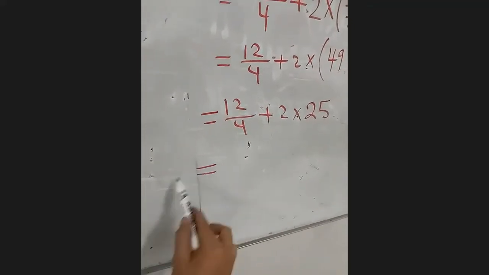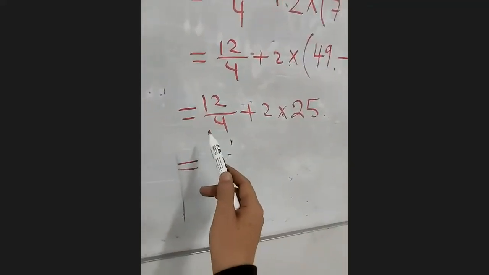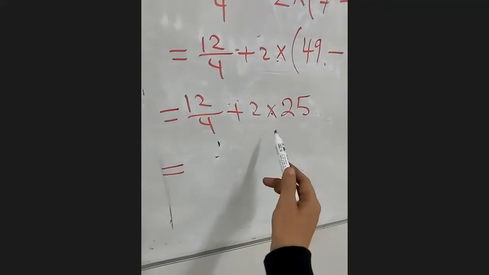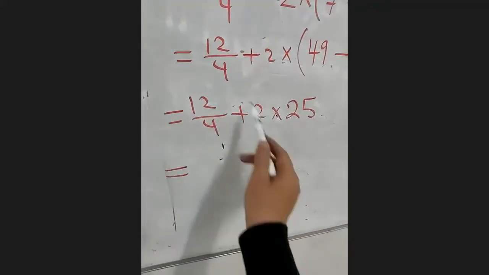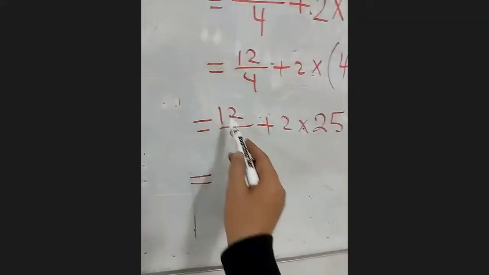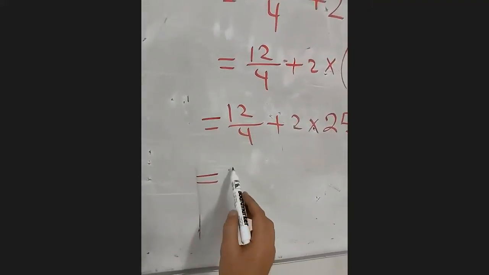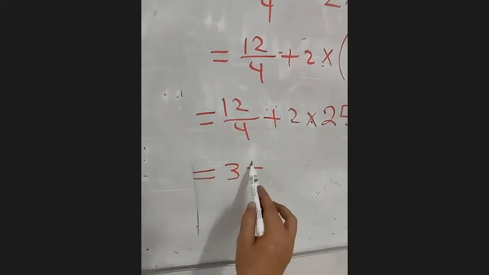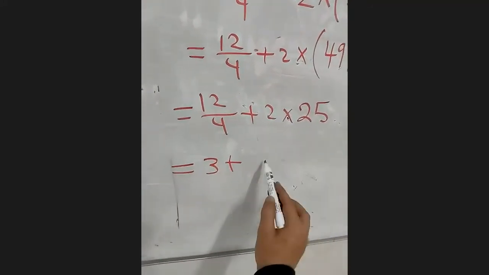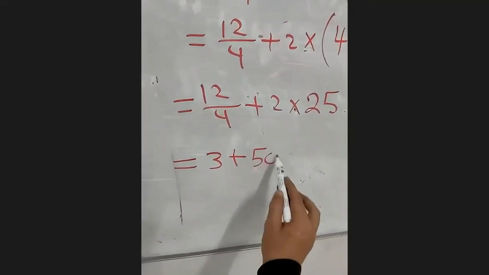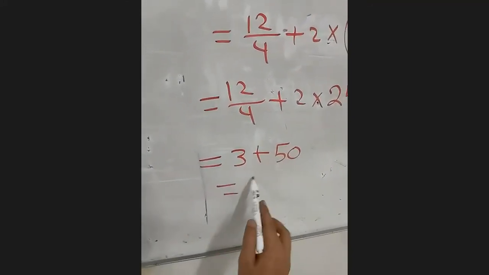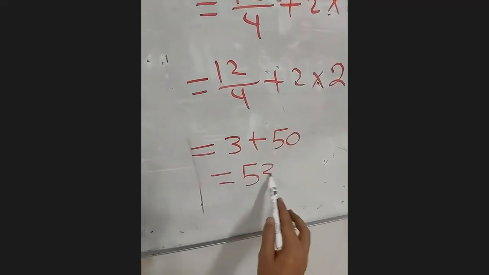The division. Then the multiply. And at the end we will plus. 12 divided by 4, how much? 12 divided by 4 equal 3. 3 plus 2 multiply 25, how much? 2 multiply 25 equal 50. Now 3 plus 50 is 53. Excellent.